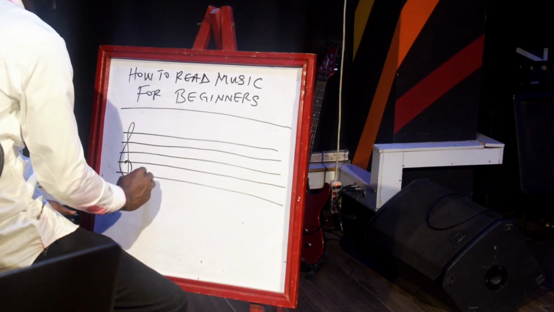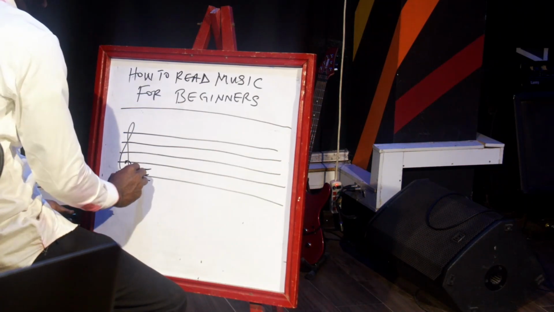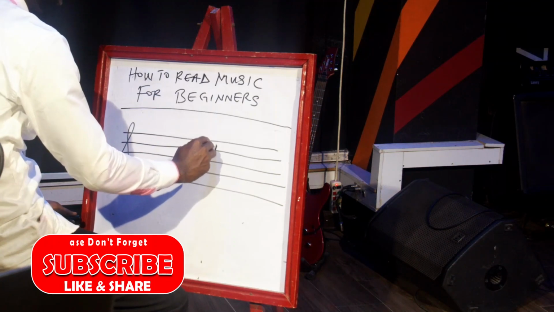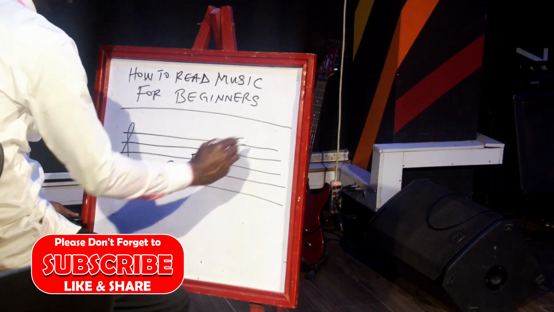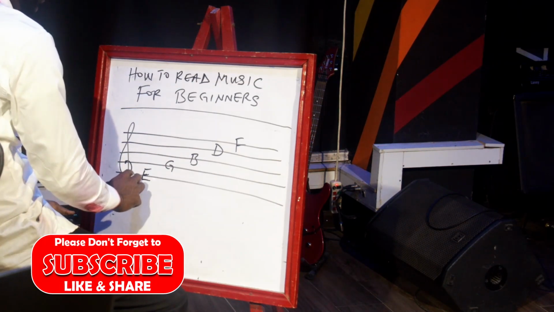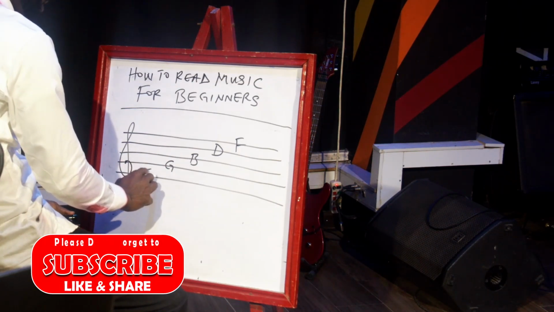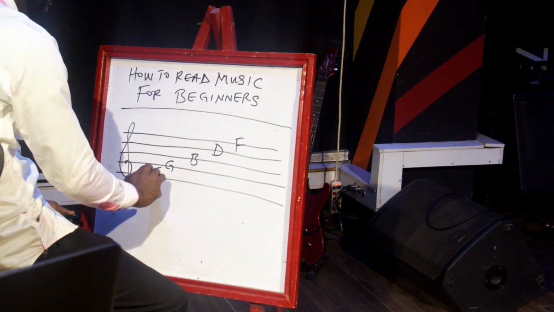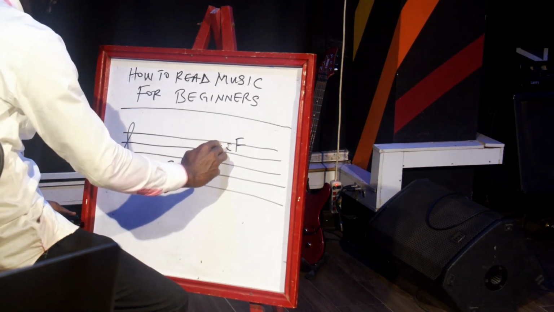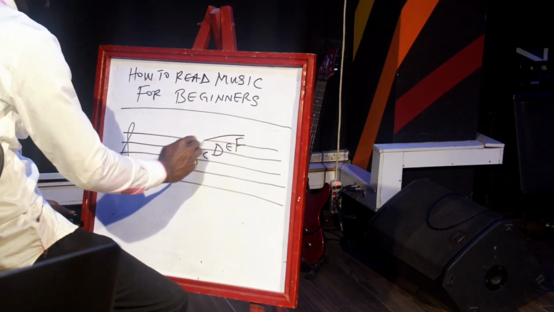So we have letter E on the line. Don't forget, every good boy deserves what? Favor, right? Then on the spaces, we have letter F, letter A, letter C, letter E. Can you see? We've been able to cover all.